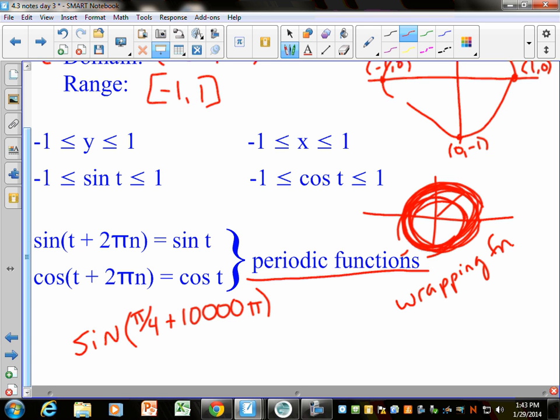The idea is, if I go around an even number of pi, will I end up right back there at pi fourths? So I don't have to draw a picture. I can just say, hey, I know that's the sine of pi fourths. And what is the sine of pi fourths? The y coordinate at pi fourths is the middle one.